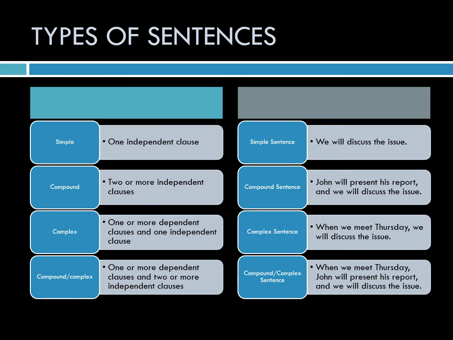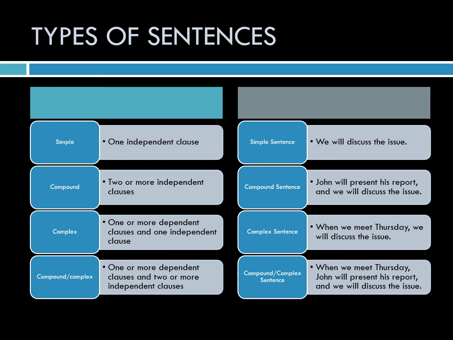And then there are types of sentences, and there are 4: simple, compound, complex, and compound complex. So a simple sentence, and here are your definitions. One independent clause with an example. Compound, two or more independent clauses with an example. Complex, one or more dependent clauses and one independent clause. And compound complex, one or more dependent clauses and two or more independent clauses. And then I've just provided examples.